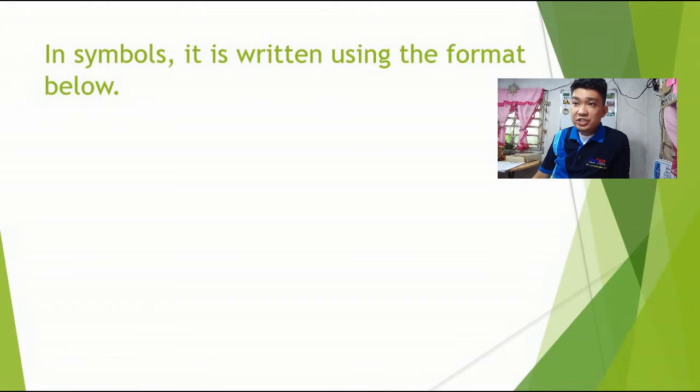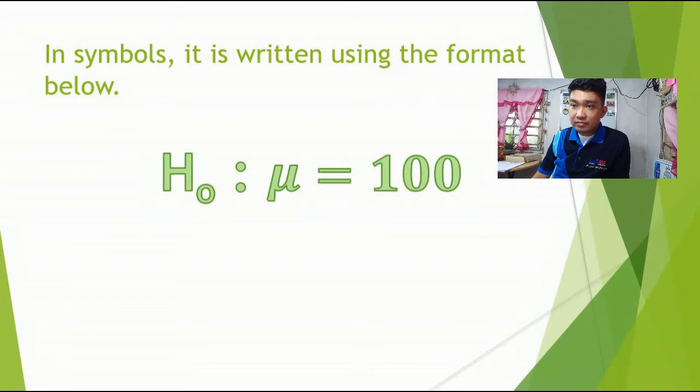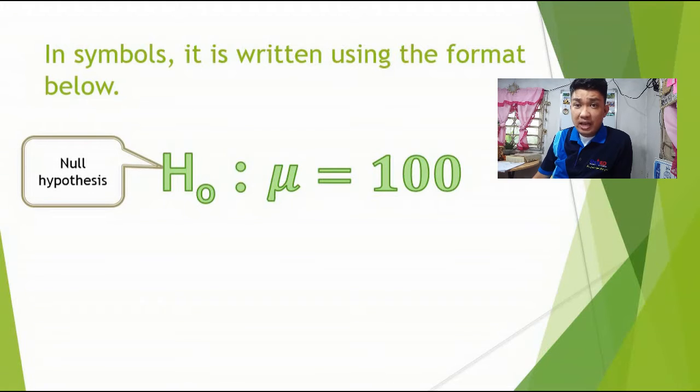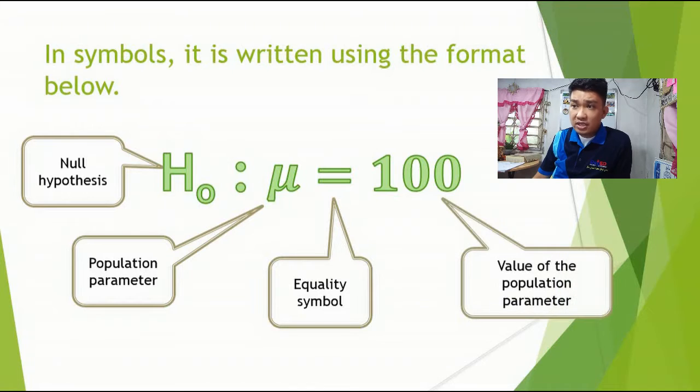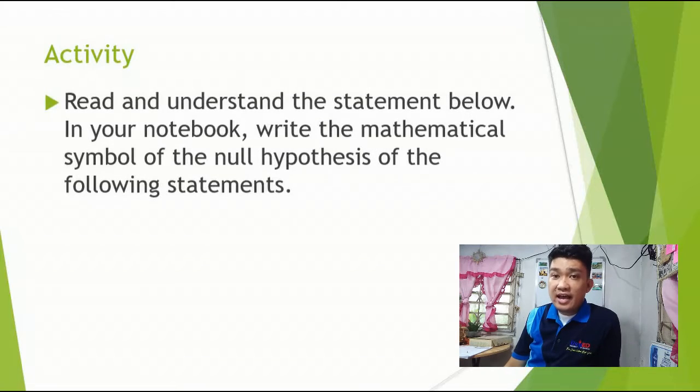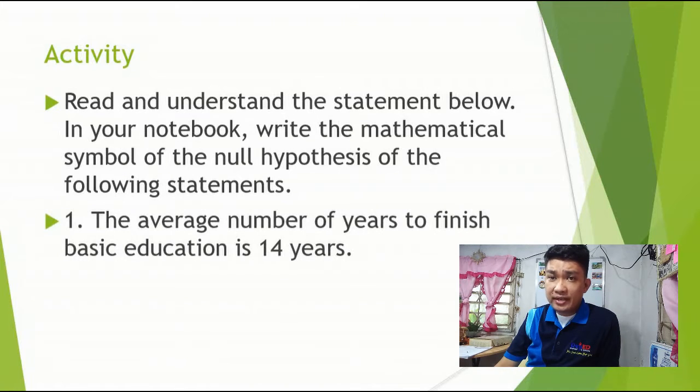In symbols, it is written using the format below. So that is this one. This is the null hypothesis, the population parameter, equality symbol, and value of the population parameter. Activity. Read and understand the statement below. In your notebook, write the mathematical symbol of the null hypothesis of the following statements. Number 1. The average number of years to finish basic education is 14 years.